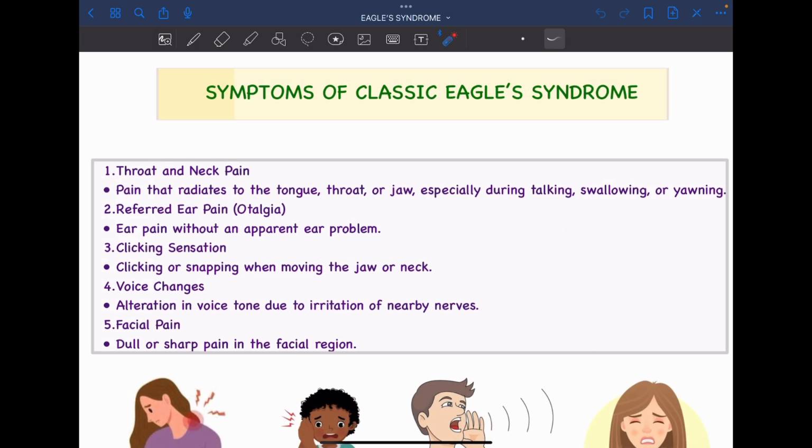Moving on further towards the symptoms of the classic variety. So here throat pain and neck pain. Especially this kind of pain radiates to the tongue, throat or jaw during activities such as talking, swallowing or yawning. Okay. Then we have otalgia without any apparent ear infection. Then a clicking sensation especially during movement of the jaw or neck, right? Clicking or a snapping sensation. Then altered voice. This is due to irritation of the nearby vascular bundle. Then facial pain, it might be of dull variety or sharp pain.